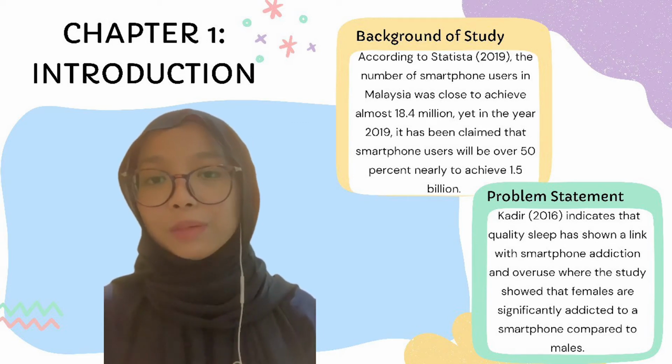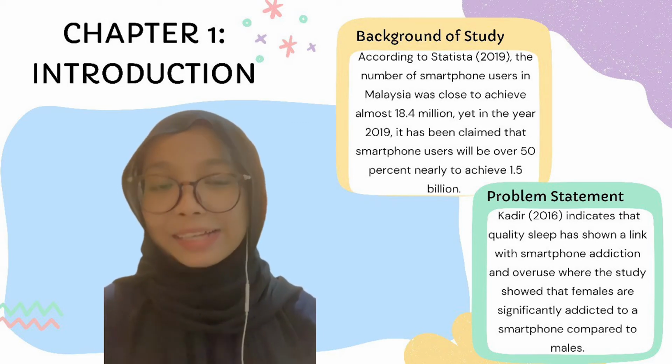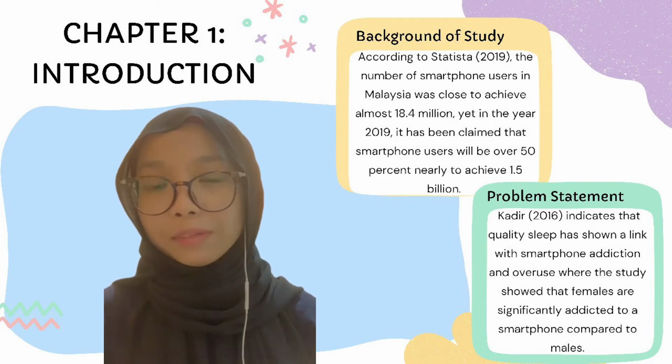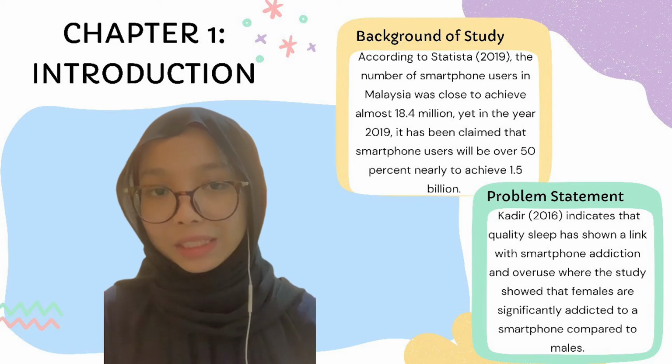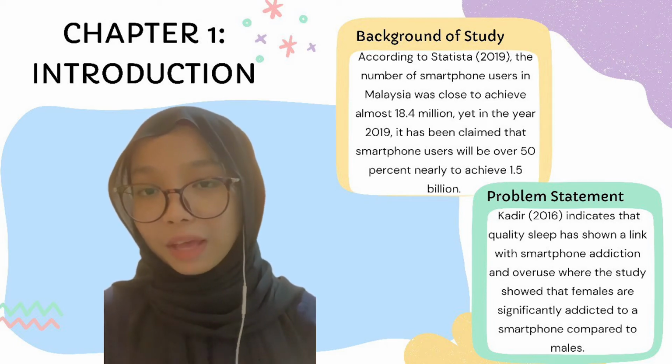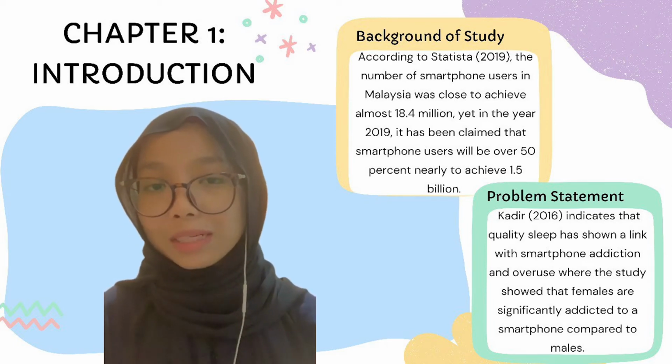So, next for the problem statement of this study. Psychological problems are one of the main effects that can be found in students caused by smartphone addiction. And this psychological effect is increasing day by day among the students.